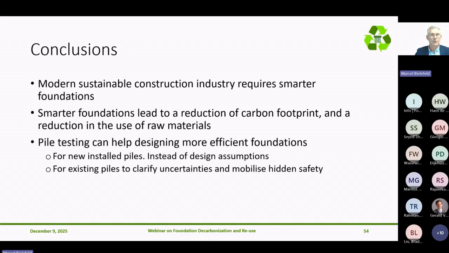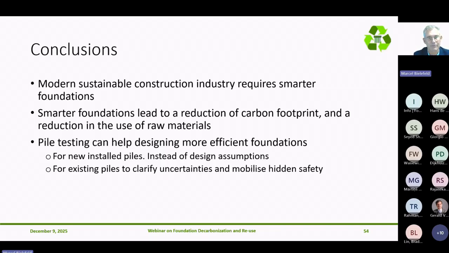If we wrap it all up and see what we have discussed about the topic of pile testing and making smarter foundations and reducing not only the carbon footprint but also the amount of material we use for our foundations, then it comes down to this: the modern construction industry requires smarter foundations. In our world, sustainable construction is important, and smart foundations can be part of that. That can lead to a reduction of the carbon footprint and can lead to a reduction in the use of raw materials.